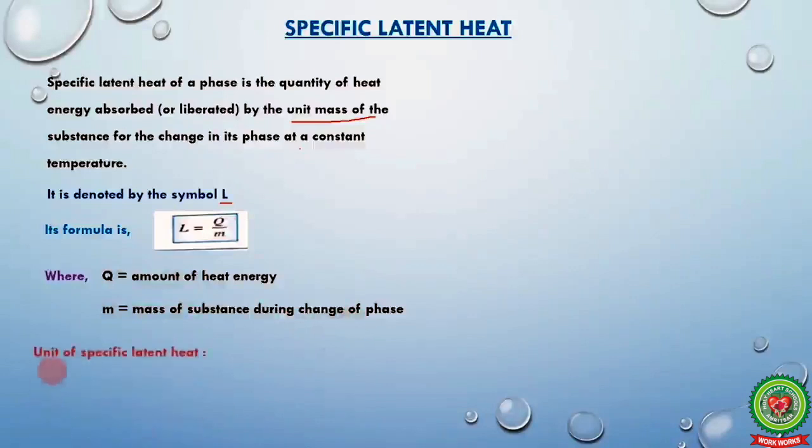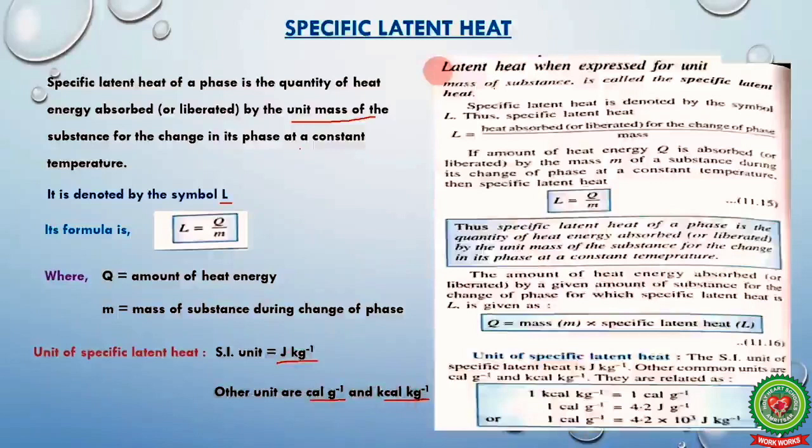Now let's see what is the unit of specific latent heat. The SI unit of specific latent heat is joule per kilogram, as the SI unit of heat is joule and the SI unit of mass is kilogram. There are some other units like calorie per gram and kilocalorie per kilogram. Now let's read the book. Latent heat, when expressed for unit mass of substance, is called the specific latent heat. So underline this, unit mass of substance. Specific latent heat is denoted by the symbol capital L.